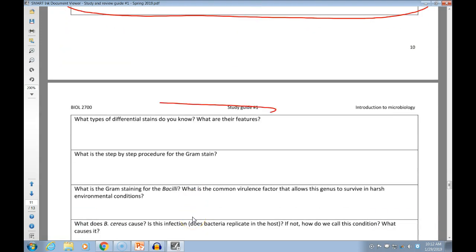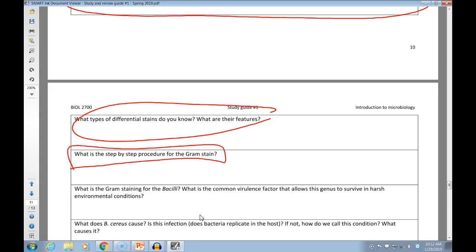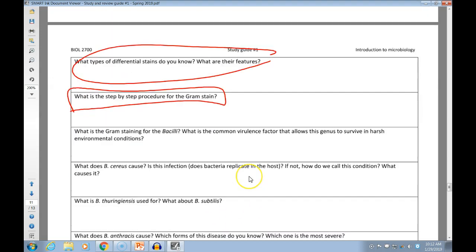Differential stains. 5 types. Obviously, I'm going to ask only about 2: acid-fast and gram stain. So, step-by-step procedure. You don't have to recite it, but I may ask you, what is the role of alcohol? It's the decolorizer. What is the role of iodine? It's the mordant. Bacilli. Positive. Common virulence factor: endospore.